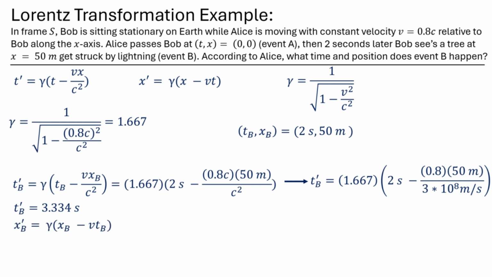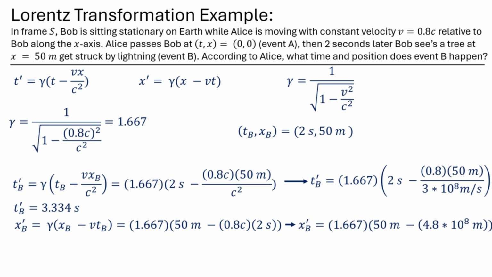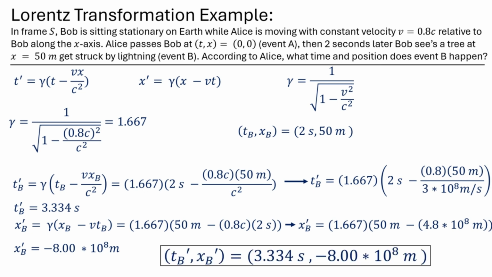And now we can solve for the position coordinate. Plugging our values into the Lorentz transformation for the position coordinate, we get that Alice measures the position of event B at negative 8 times 10 to the 8 meters. Lastly, let's clean up our answer by writing it in coordinate notation.